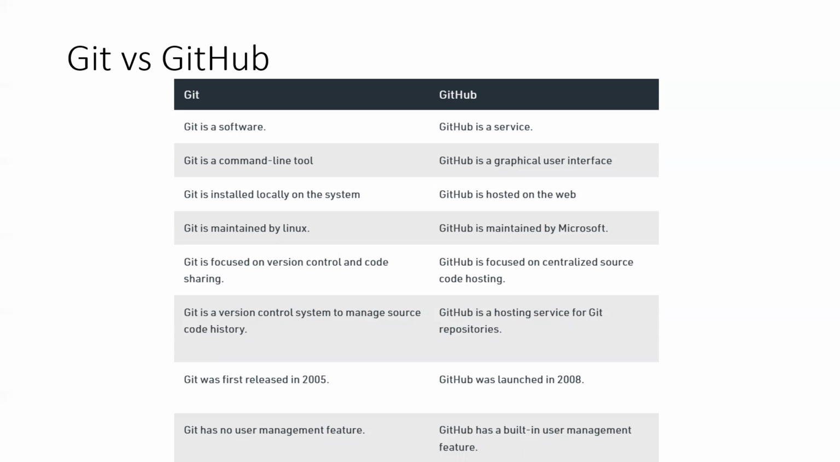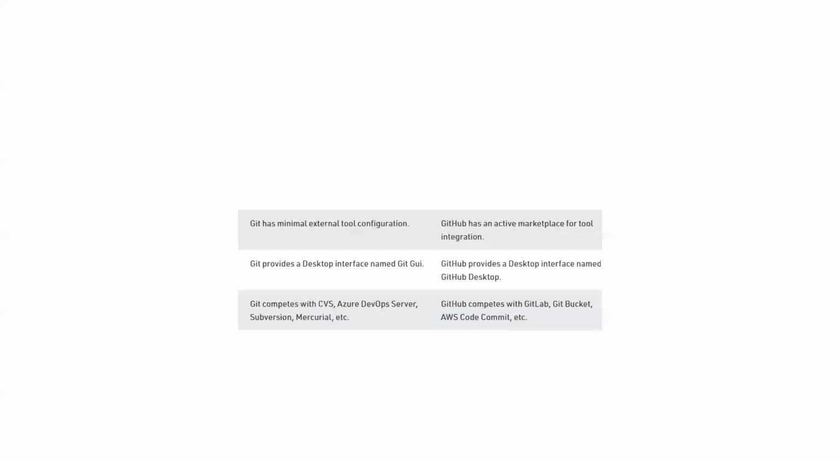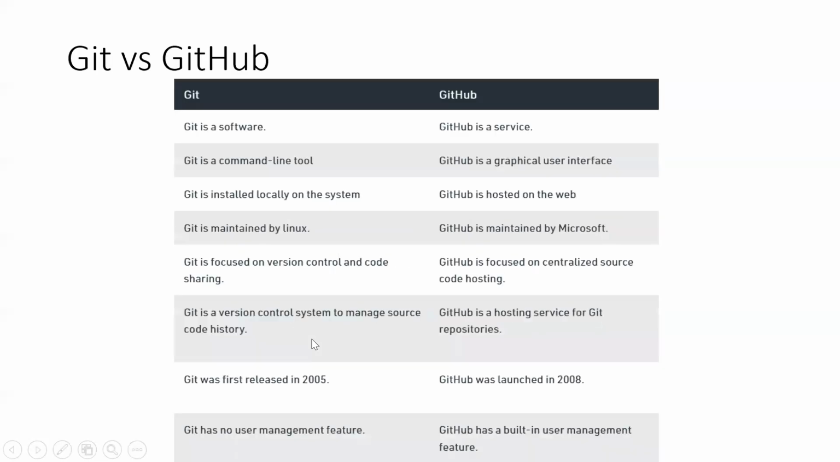You can use GitLab as well. GitLab is also a service. It is not a software. So GitHub competes with GitLab, Bitbucket, AWS CodeCommit, and Git competes with other things like CVS, Azure DevOps Server, Subversion. So those are the things.